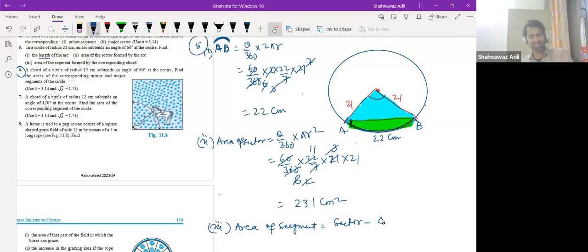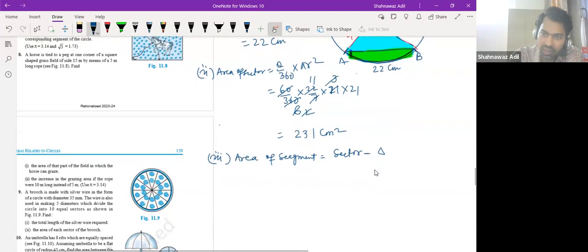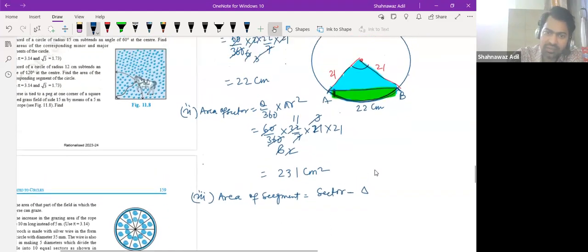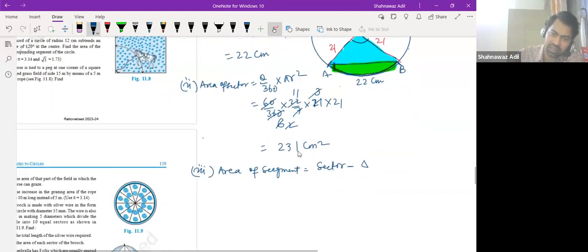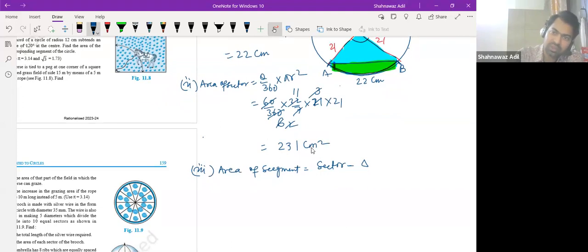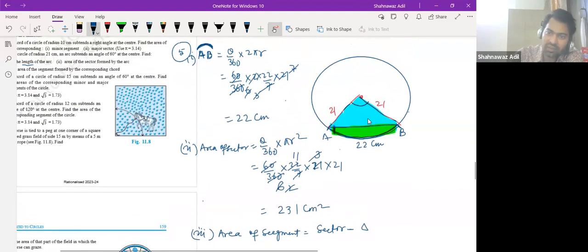So you are fixated with that major segment, right? In the previous question you also. So yeah, we have to calculate this area of the segment formed by the corresponding chord. So we have to find out this green. Okay, yes, sir. Okay, so area of sector we have already calculated, right?